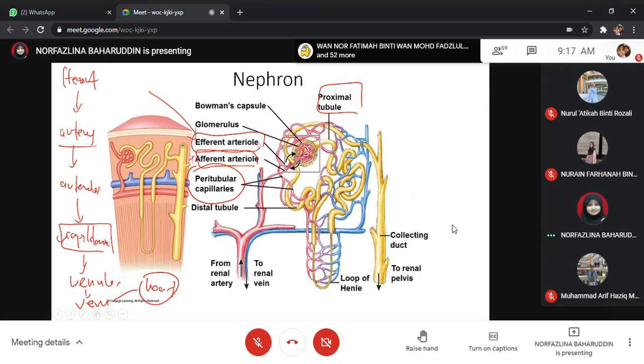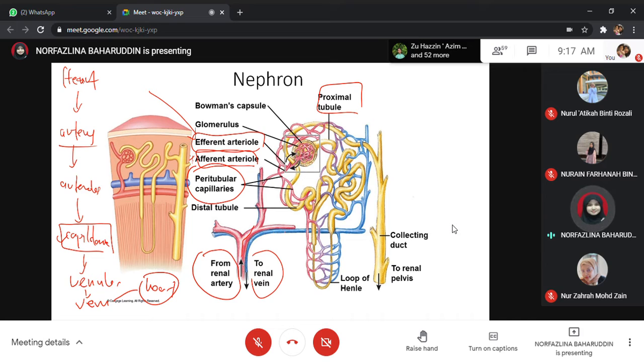Faham? Okay. Faham. Nampak ni? Ni from renal artery, darah masuk. Ni to renal vein, maksudnya deoxygenated blood, dah warna biru dah dekat situ. Okay, what else yang kita ada? Loop of Henle, I'm sure you dah familiar, loop of Henle and collecting duct.